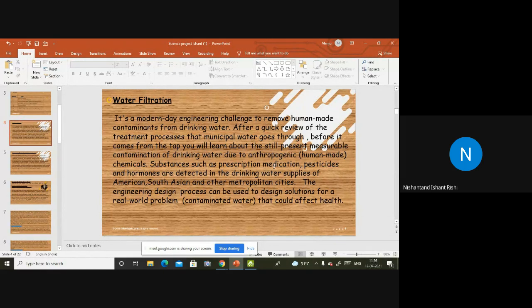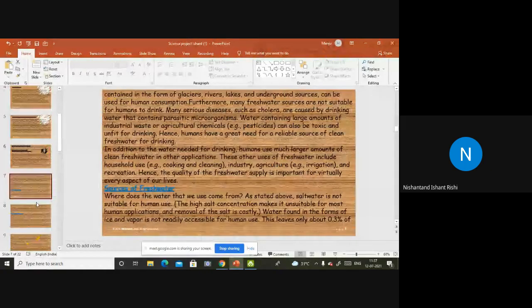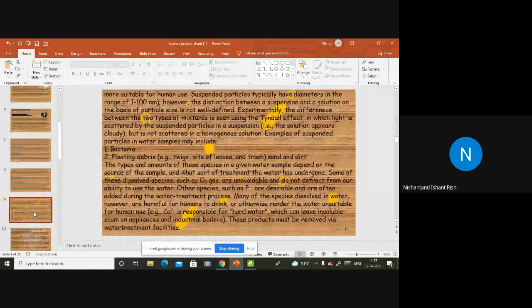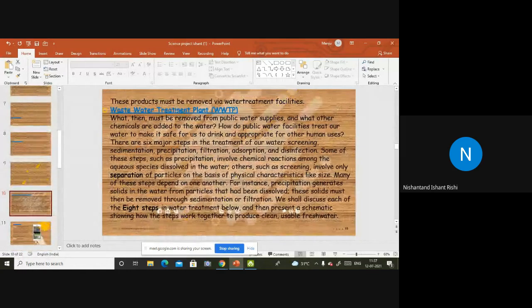Substances such as precipitation, medication, pesticides, and hormones are detected in drinking water supplies of American, South Asian, and other metropolitan cities. The engineering design process can be used to design solutions for a real world problem: contaminated water that would affect health. Wastewater Treatment Plant, WWTP. What must be removed from public water supplies and what other chemicals are added to the water? How do public water facilities treat our water to make it appropriate for us to drink and for other human uses?